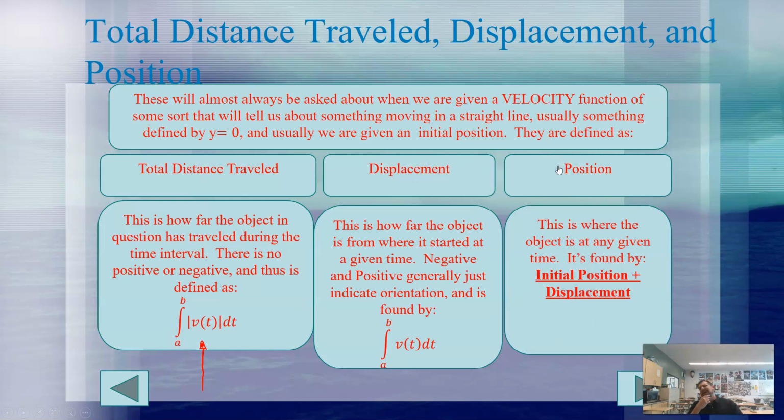When it comes to finding position, you take the displacement that we talked about here, and then you just do the initial position plus that displacement. That will tell you where you are. Displacement tells you how far you've gone over a specific time, and the position is just your orientation as to where you started. So again, hopefully that makes sense as far as the difference between those three things.